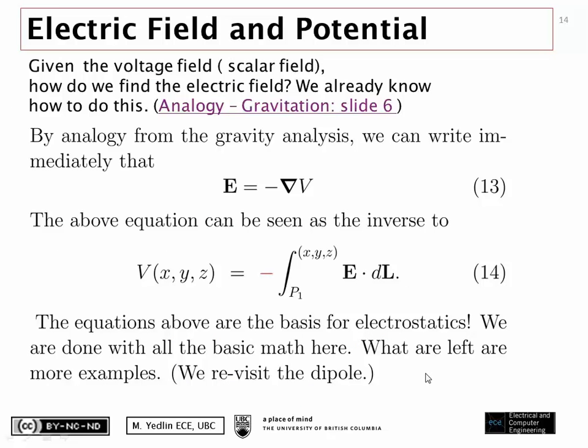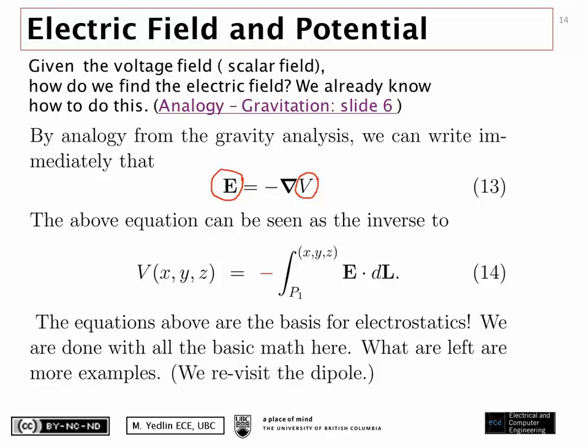So in 13, we can see the same thing. You take the negative gradient of the potential to recover the force. The only difference is that this is work per charge, joules per coulomb. This is force per charge. So you cancel out the units of per charge, you get exactly what we had before. So now we have all the equations of electrostatics.